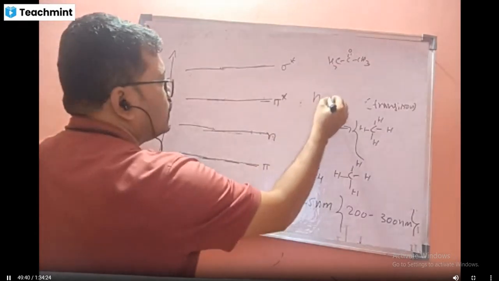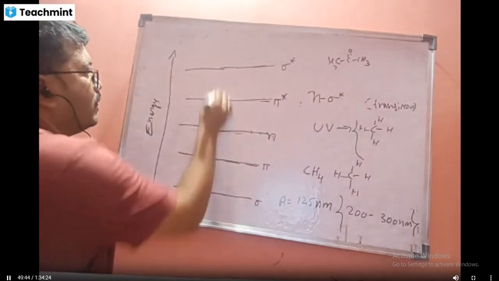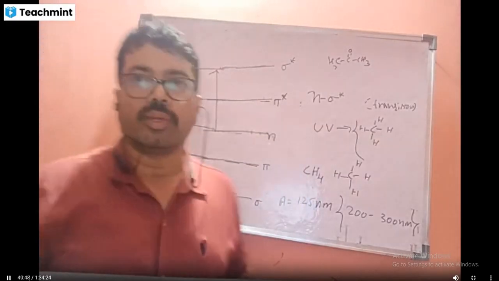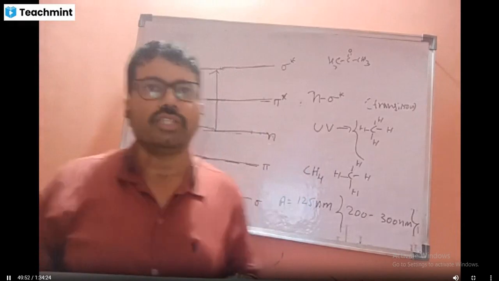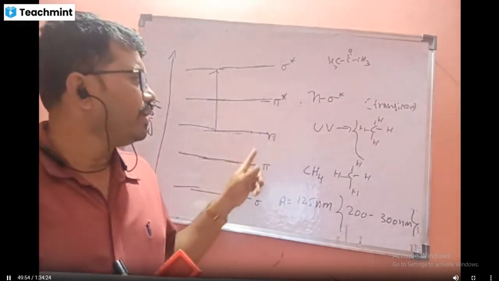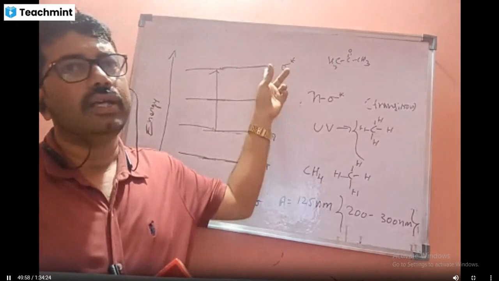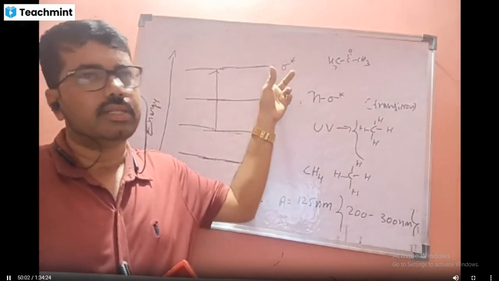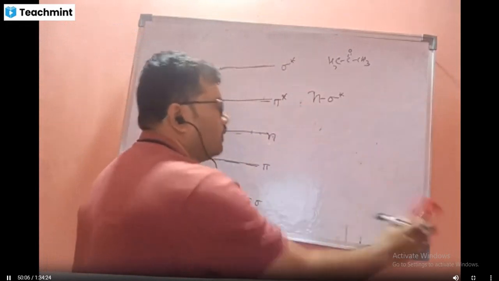N to sigma star transition. So this is non-bonding, there should be a non-bonding electron. Non-bonding means there should be a heteroatom with a lone pair. Non-bonded is nothing but lone pair. So n to sigma star takes place when n electrons get promoted to an antibonding sigma orbital. It represents n to sigma star.